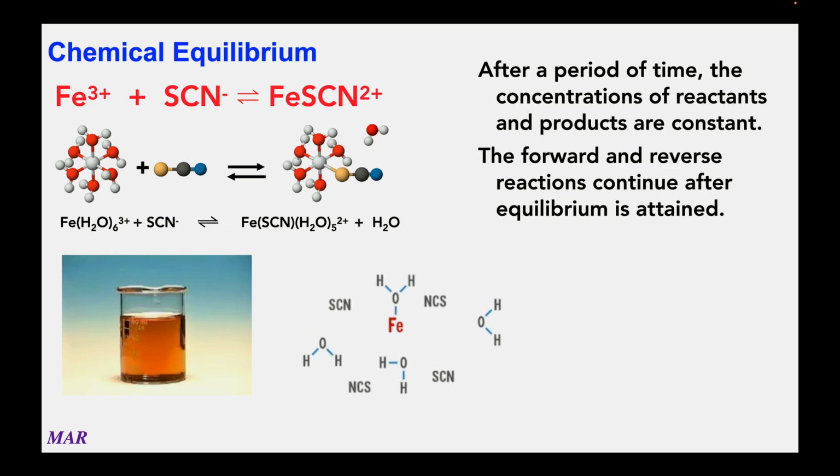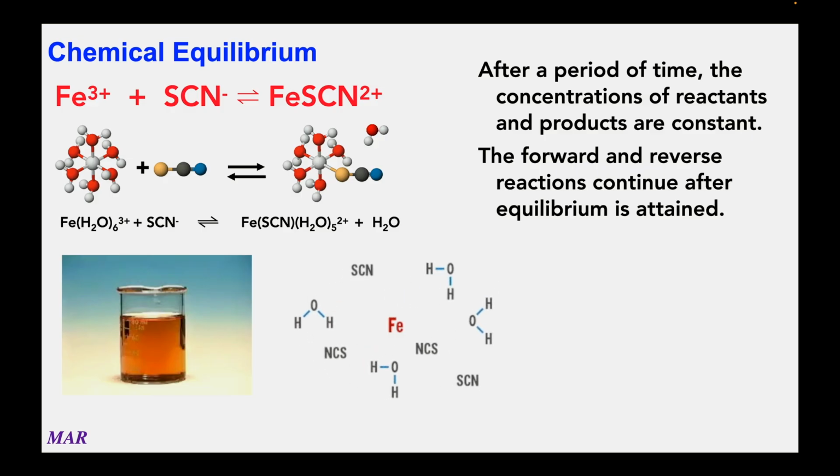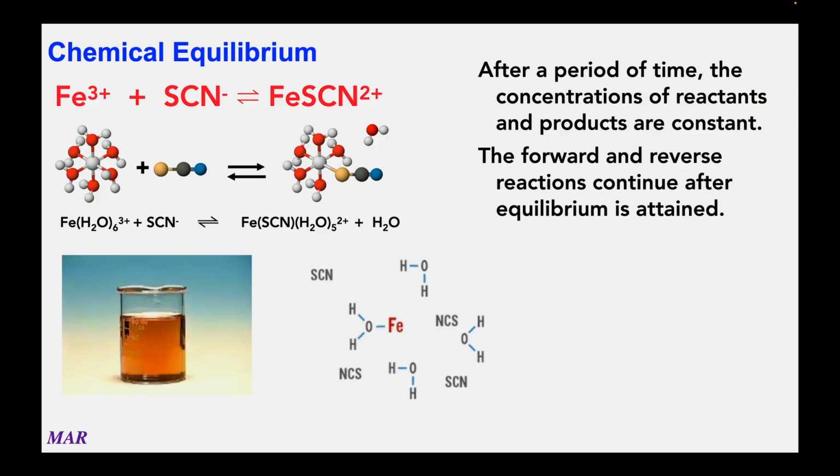At this point, the rates of the forward and reverse reactions are equal, and the system is in a state of dynamic equilibrium. This is a reaction we're going to look at a lot in Chem 223. This is an equilibrium between iron(III) and thiocyanate. They call it thiocyanate, but I call it thiocyanide, same thing. Anyway, it makes the FeSCN2+ complex ion, and this is an equilibrium.